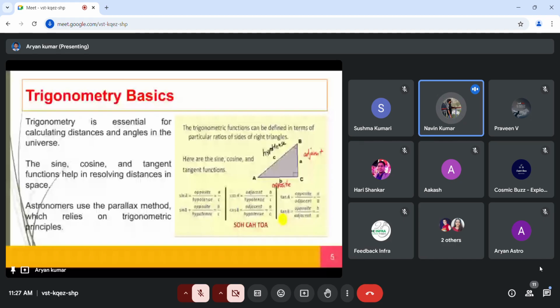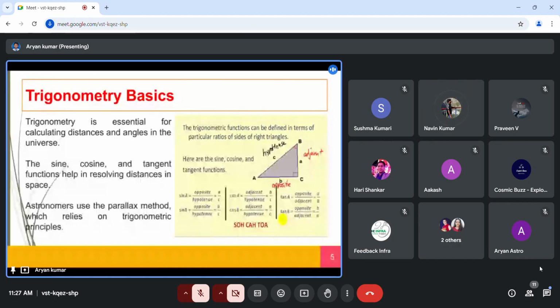Aryan, Nikhil Bhaiya has also joined now. Okay, Nikhil Bhaiya, we are discussing the maths used in astronomy. We have gone through topics like arithmetic, geometry, trigonometry, and units of measurement. Right now we are discussing trigonometric basics, what it is used for, the parallax method. But this is too advanced right now, and we will break it down in other presentations later.